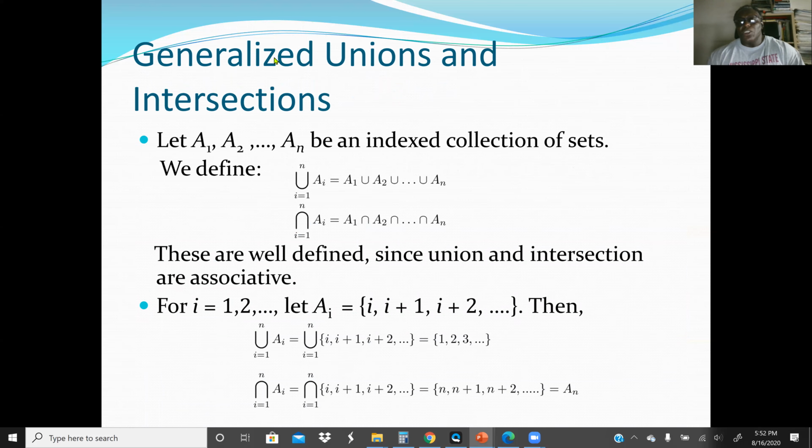So we have what we call the generalized unions and intersections. Here we select A1, A2 up to An, an indexed collection of sets. So we can define the union from 1 to n: A1 union A2 all the way to union An. Intersect is also the same from 1 to n. We can have A1 intersect A2 up to An. N is the number of sets. So we have the union and also the intersect. These are well defined since union and intersect are associative.